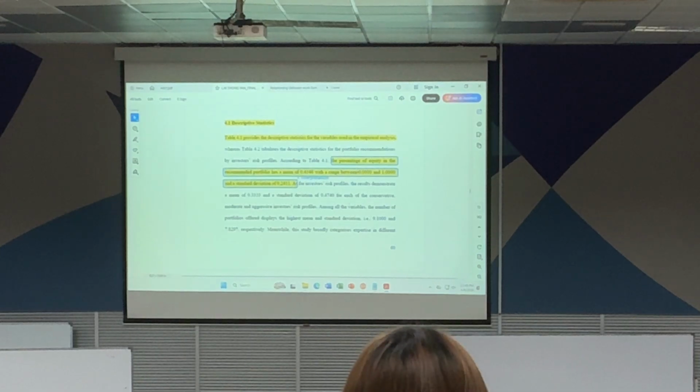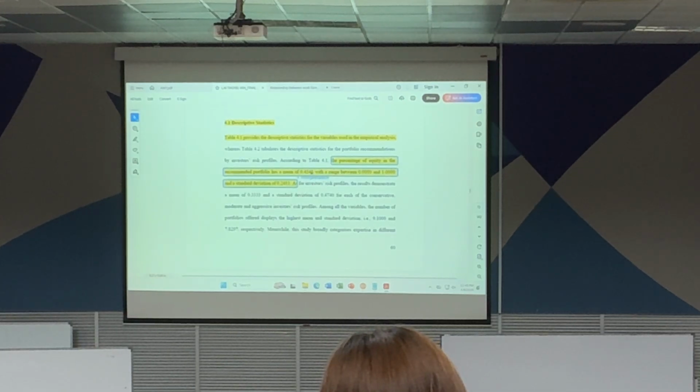I can put EQU, here I put in full. You want to put EQU back also, never mind, but when I write, I put the full name. The percentage of equity in the recommended portfolio, that is the full name of EQU, right? Has a mean of, just now from the table, with a range between minimum and maximum and a standard deviation of this. You see, I don't waste a lot of space, isn't it? I put it concise. Then you can repeat for the second one, third one.